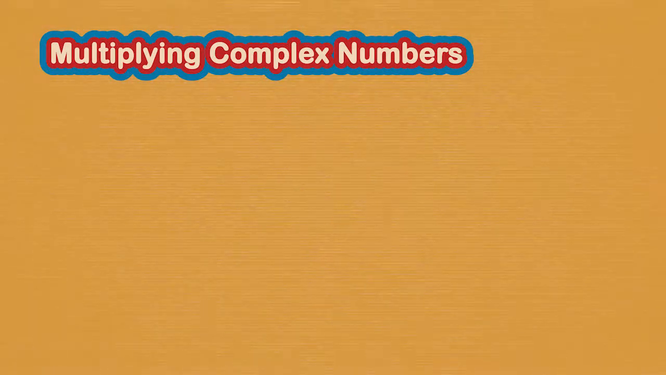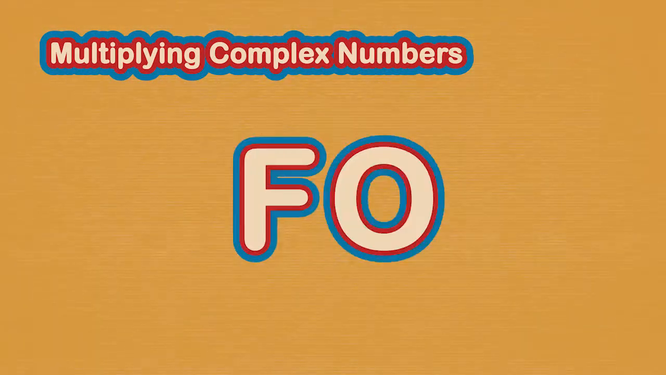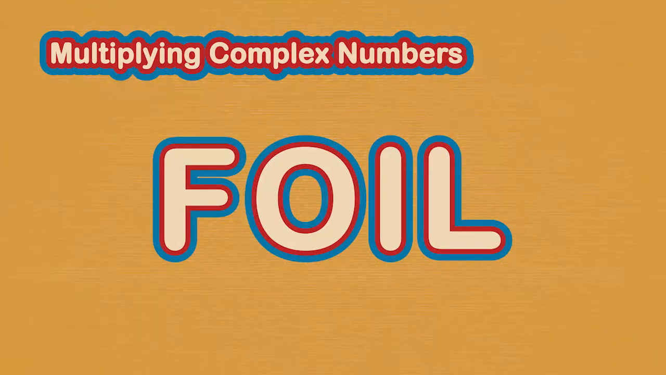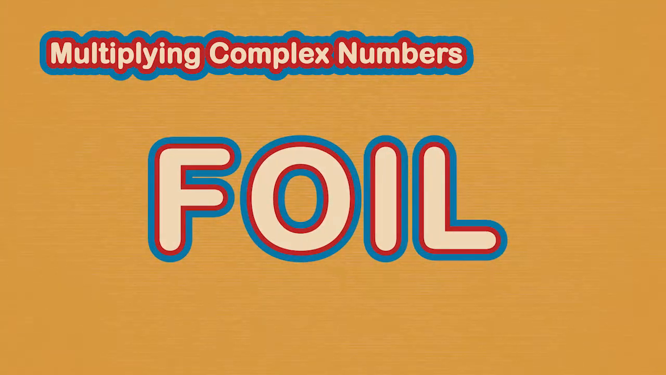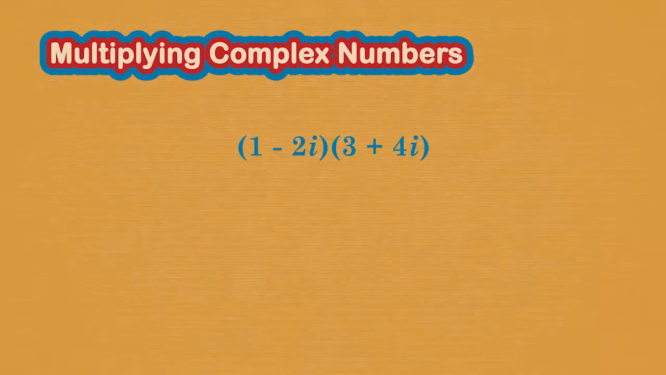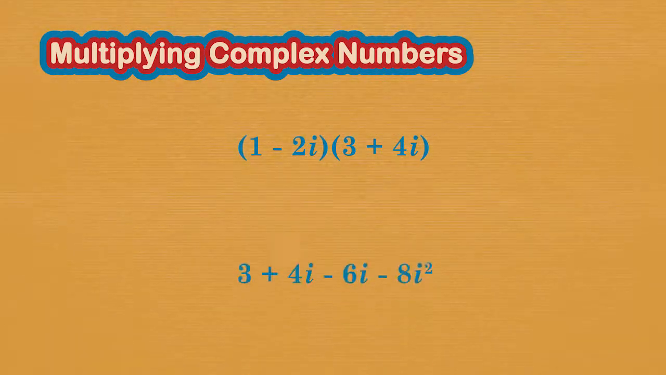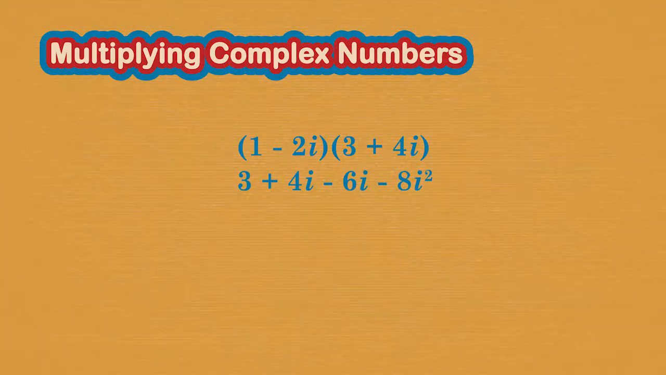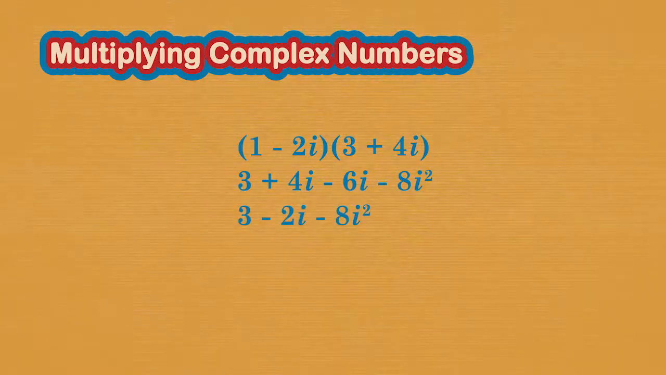Multiplying complex numbers is no different from multiplying any other binomial. You can use the FOIL method, or you can distribute one complex number into the other. In the following example, 1 minus 2i times 3 plus 4i, the first factor can be distributed into the second. This simplifies to 3 minus 2i minus 8i squared.